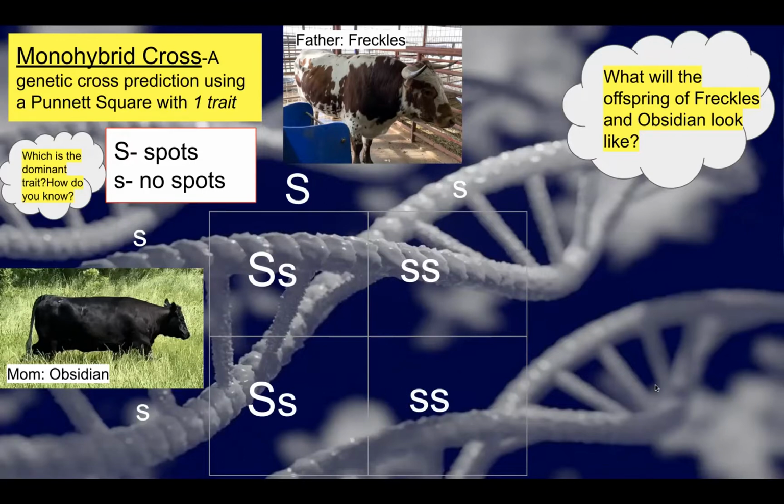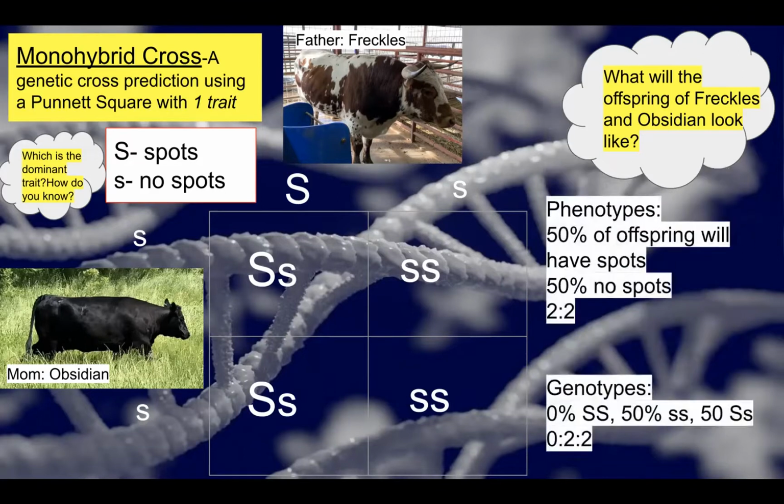So now we're going to determine the phenotypes and the genotypes for the offspring. Again, phenotypes means what will the offspring look like? Will they have spots or will they not have spots? Using our answers from our Punnett square, we can see that 50% of the offspring will have spots. And we know that because in order to have spots, we have to have an uppercase S. Look at our key: the lowercase s means no spots and the uppercase S means spots. So 50% of offspring will have spots.